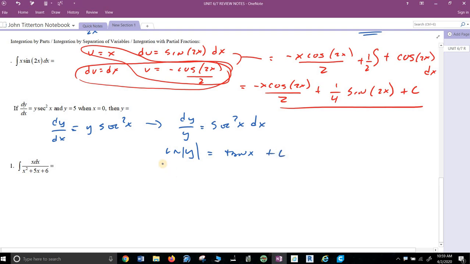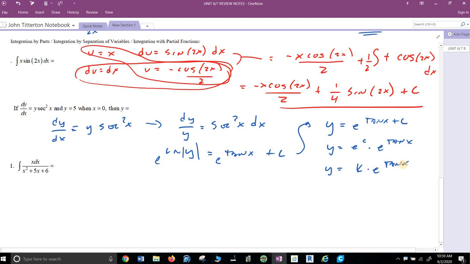I think that's right. E both sides, and we get y, and we're going to just ignore the absolute value because I'm lazy. E to the tangent of x plus c, which is the same as e to the c times e to the tangent of x, which is some variable, k, I don't know, call it whatever you want, tangent of x.